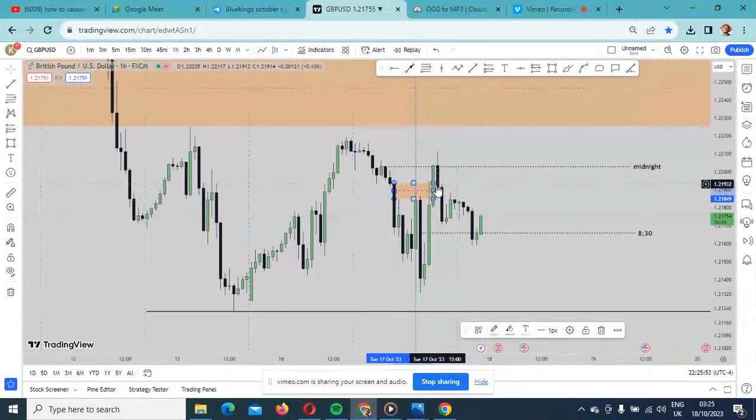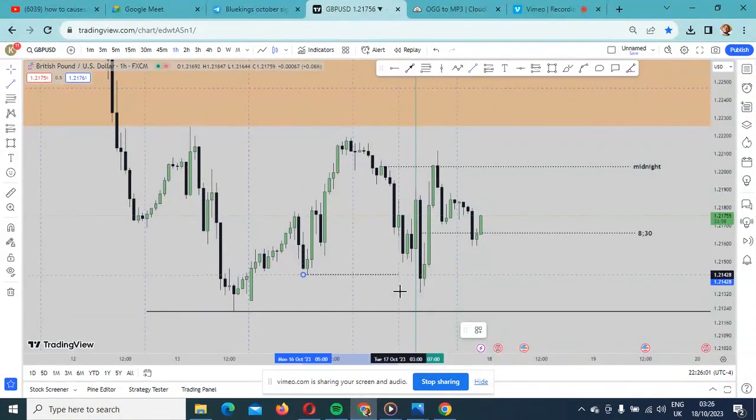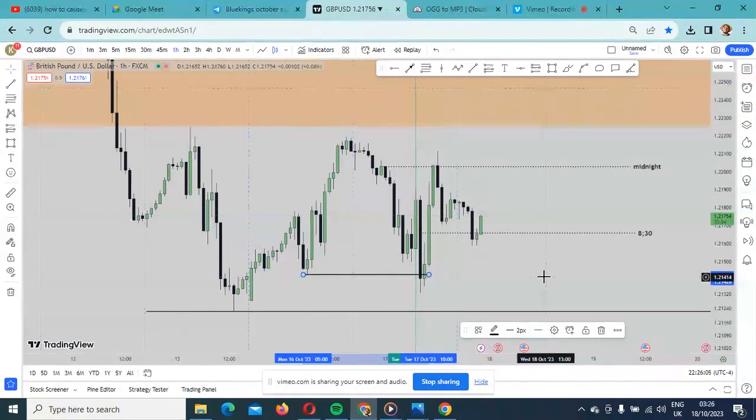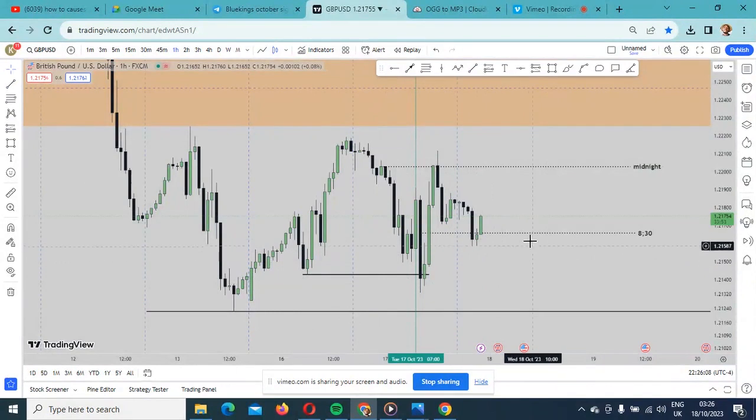Yes, those are the mitigations you need to work with. The first mitigation after that 7 a.m. has passed is this one, which I'm marking right here. That's the sell side liquidity. So there's a sell side here. We are below 8:30. We are below midnight. So if it's selling, you can't sell normally into this place.